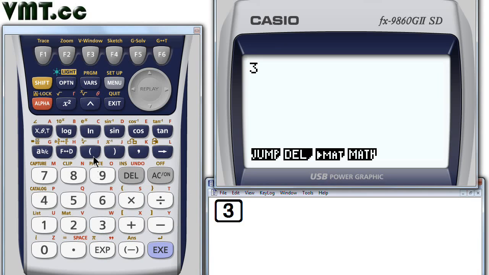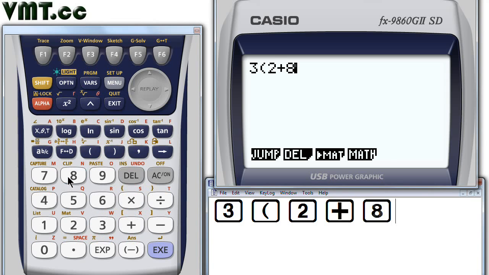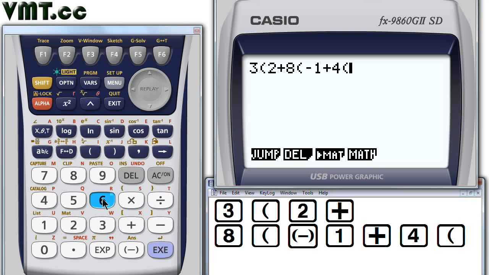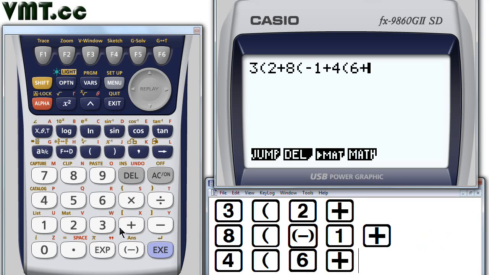Three, open parenthesis, 2 plus 8, open parenthesis, negative 1 plus 4, open parenthesis, 6 plus 5, and then execute. The answer is 1038.